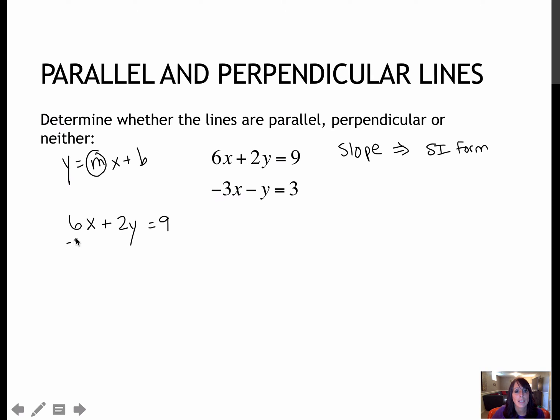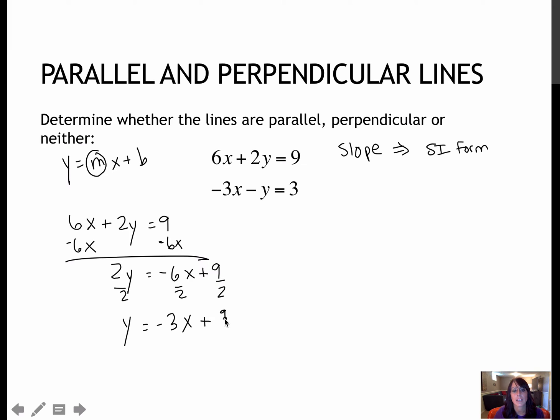So I'll subtract the 6x from each side, which gives me 2y equals negative 6x plus 9. And then I'll divide it all by 2. So every single thing divided by 2, which gives me y equals negative 3x plus 9 halves. Now, I don't care about the 9 halves at all. I care that the first line has a slope of negative 3.